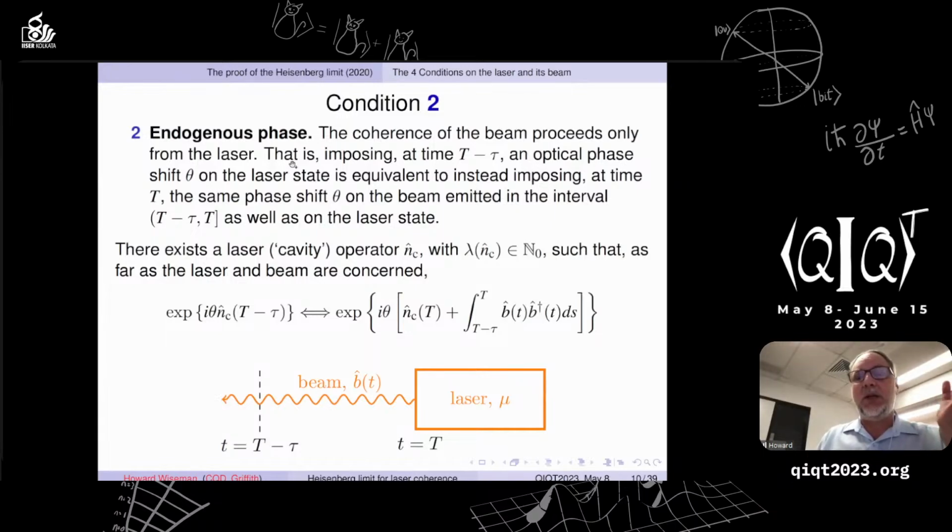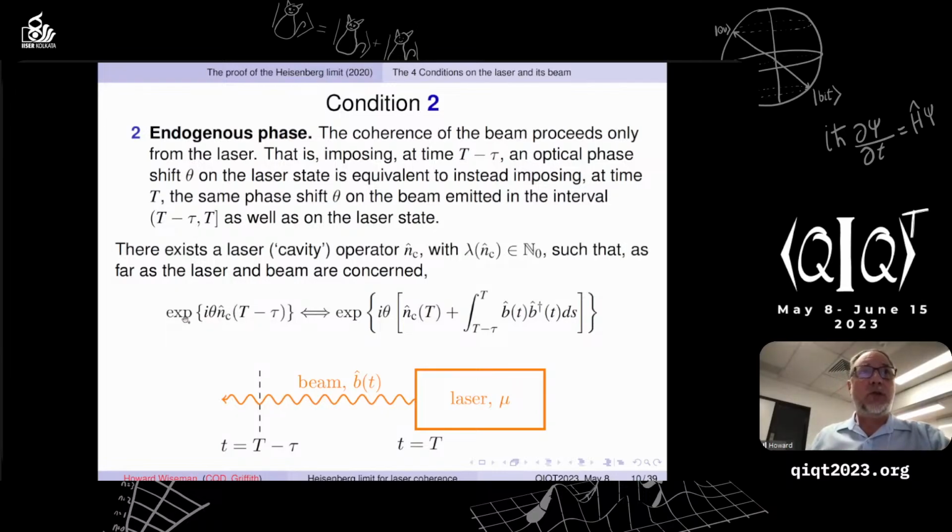Mathematically, how we define that is that imposing at some earlier time, capital T minus tau, an optical phase shift on the laser state, is equivalent to instead imposing at the later time, capital T, the same phase shift theta on the laser and also on the beam emitted from the earlier time to the later time. Even more mathematically, there's some operator n hat C, where the C stands for cavity, but we're not really making any assumptions at all about how the excitations are stored. We just have some operator, which is a number operator for the excitations, so the eigenvalues of this operator are the natural numbers, including 0.